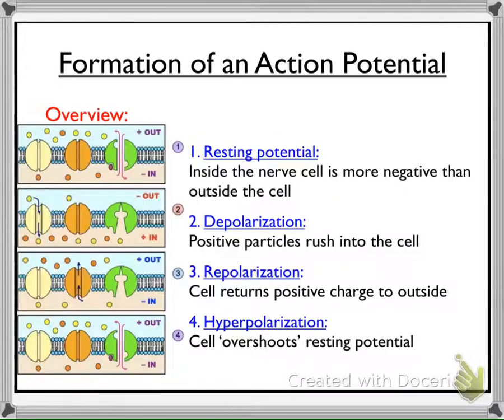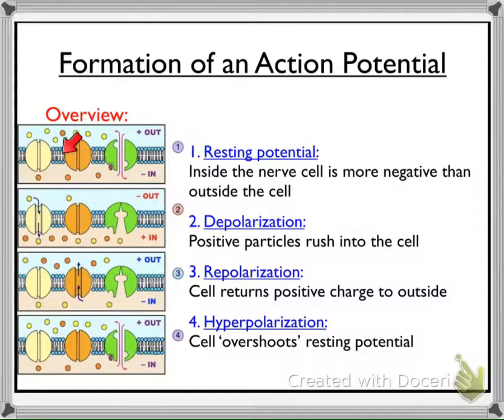So the way that these charged particles move through the neuron occurs in 4 steps, and we call these 4 steps an action potential. So let's start talking about action potentials by looking at a general overview of all 4 processes before we get into any specifics. So first of all, you'll see on the left-hand side of your screen a cross-section of just one little piece of the axon of a neuron.